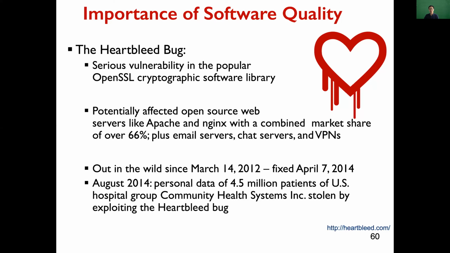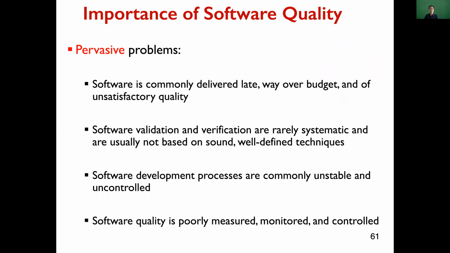So software problems are everywhere. Software quality is a pervasive problem. For example, software is commonly delivered late, over budget, and of unsatisfactory quality. Software validation and verification are rarely systematic, and they are usually not based on sound, well-defined techniques. We will cover the definitions of software validation and verification later. Also, software development processes are commonly unstable and uncontrolled. Finally, software quality is poorly measured, monitored, and controlled.